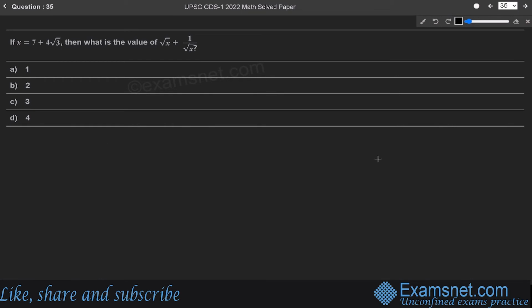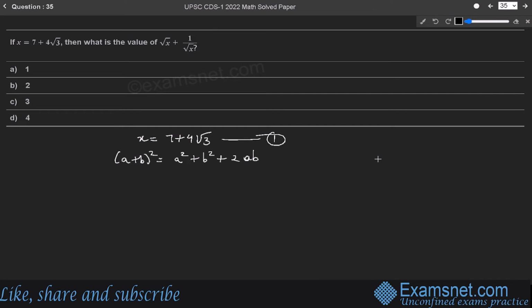The next question is: if x is equal to 7 plus 4 root 3, then what is the value of root x plus 1 upon root x? We have to use a formula here, which is (a plus b) whole square, equal to a square plus b square plus 2ab. And we have the equation x is equal to 7 plus 4 root 3. So let this be equation number 1.